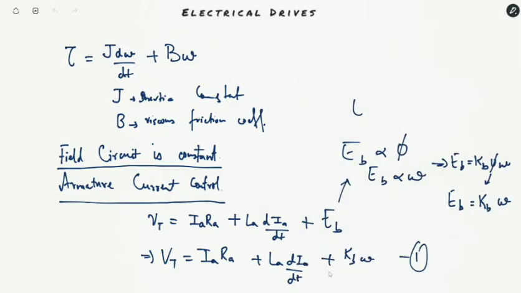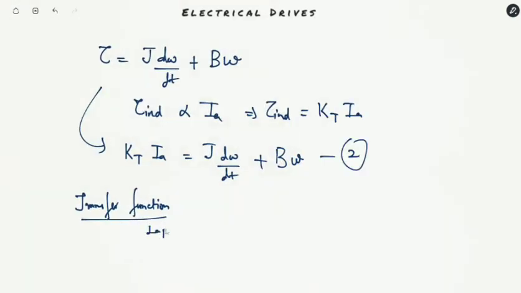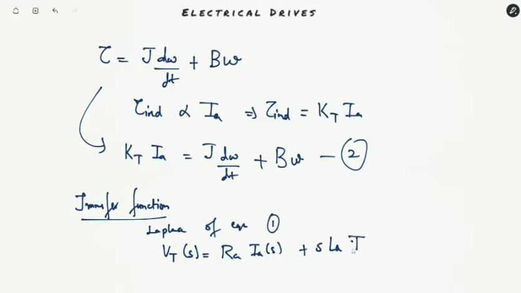what we'll be doing is taking the Laplace of equation number 1. So Laplace of equation 1 gives us Vt(s) is equal to Ra Ia(s) plus s La Ia(s) minus Ia(0), since Laplace of dia by dt is s times Ia(s) minus Ia(0). Since we are assuming in the transfer function approach that all initial conditions will be 0, Ia(0) will be 0, plus Eb. Instead of Eb, we actually have Kb times omega now. Since omega is a variable here, it will be varying with respect to s as omega(s).